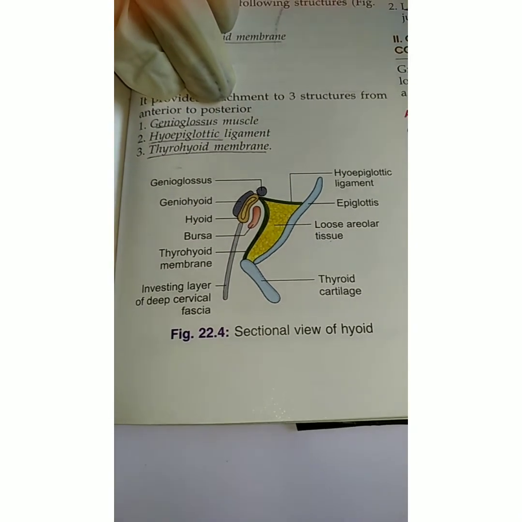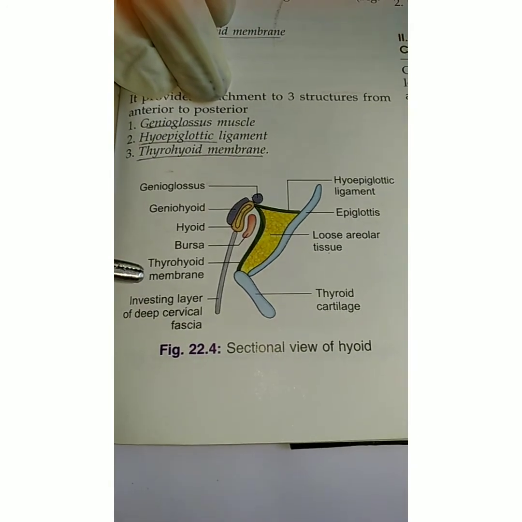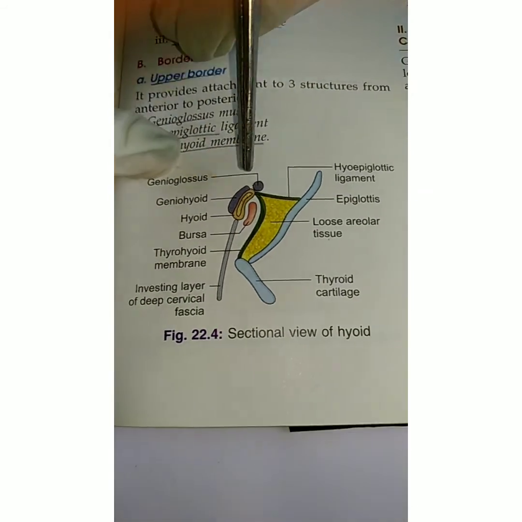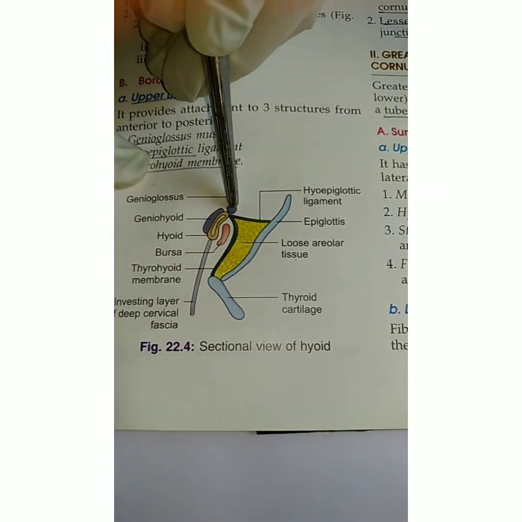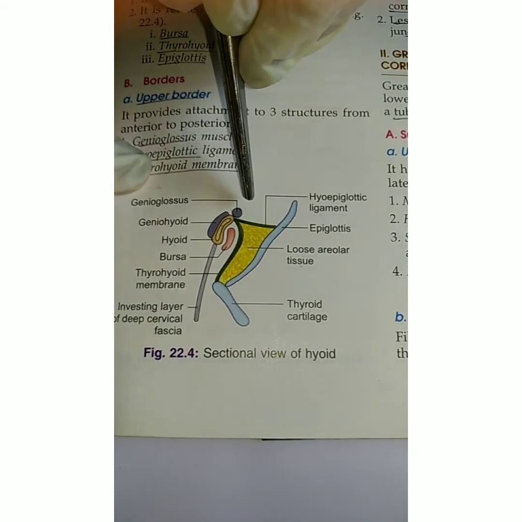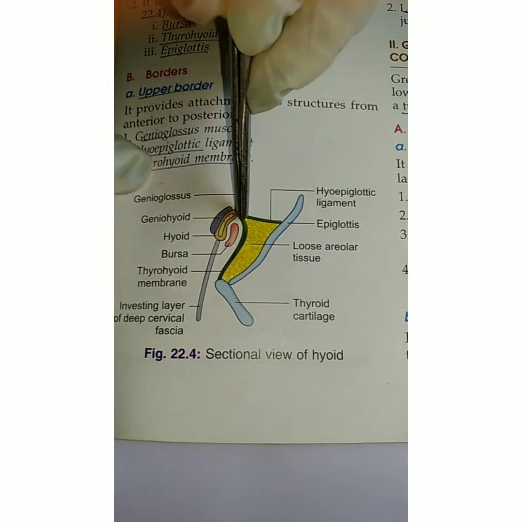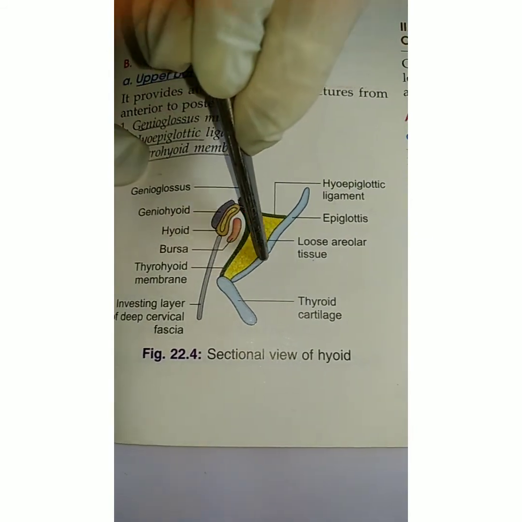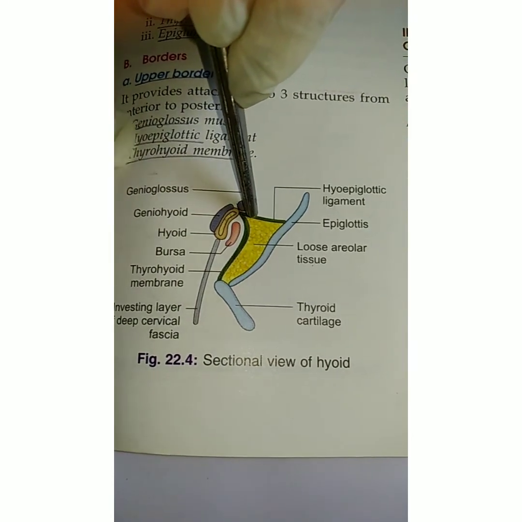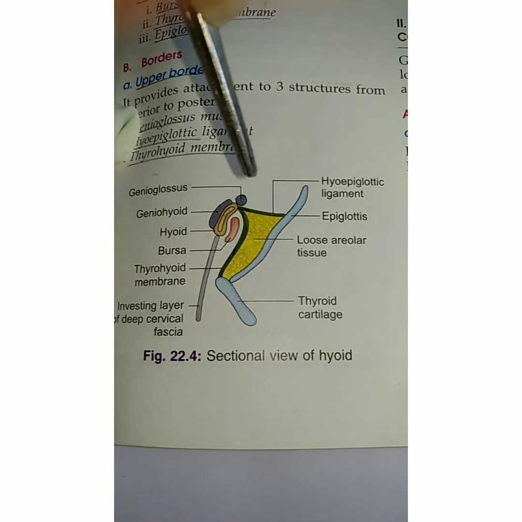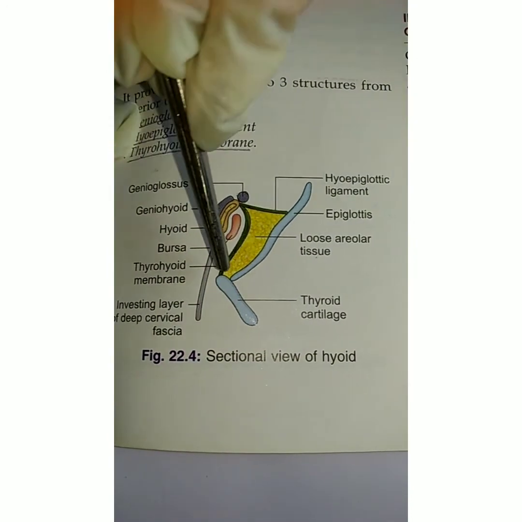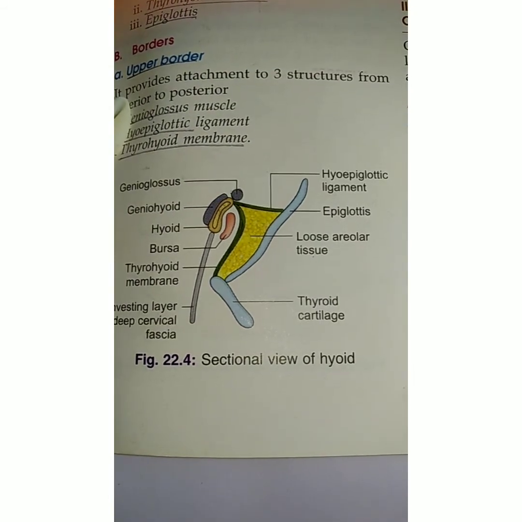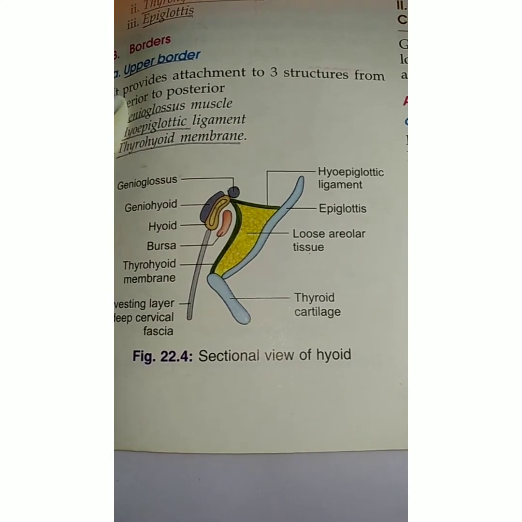In this picture, you can see the sectional view of the hyoid bone. Here is the hyoid bone. This is the upper surface. From anterior to posterior, you can see the genioglossus muscle, then the hyoepiglottic ligament, connecting the hyoid bone and the epiglottis. Then there is the thyrohyoid membrane. This is the thyroid cartilage. All these structures are attached to the upper border of the body of the hyoid bone.